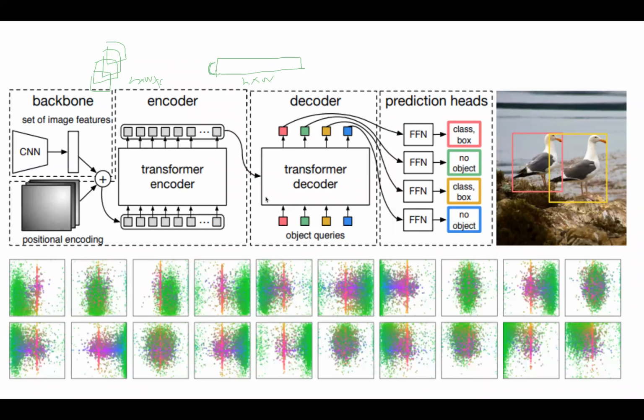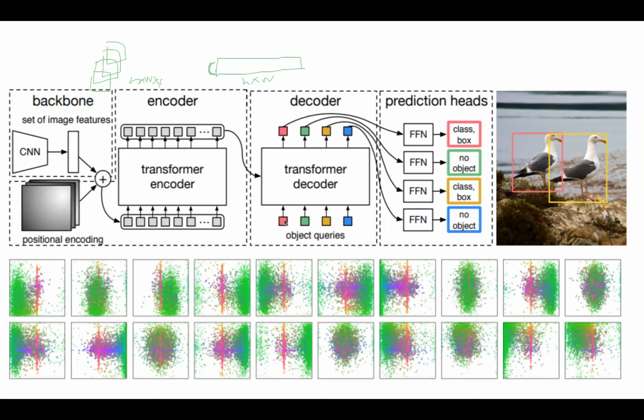So the question here is, what are these object queries? You send in random object queries, but the goal is actually to learn them. What I've plotted below are the learned object queries from the paper. These are 20 of them. What they're doing is attending to different parts of the network to see if there's an object there. And that's what you do with these object queries.